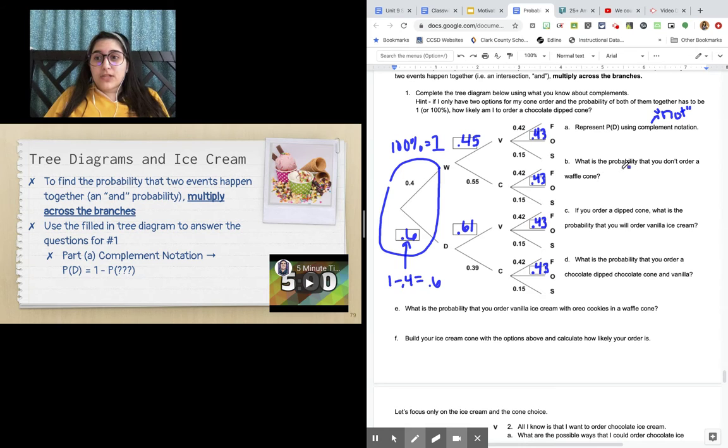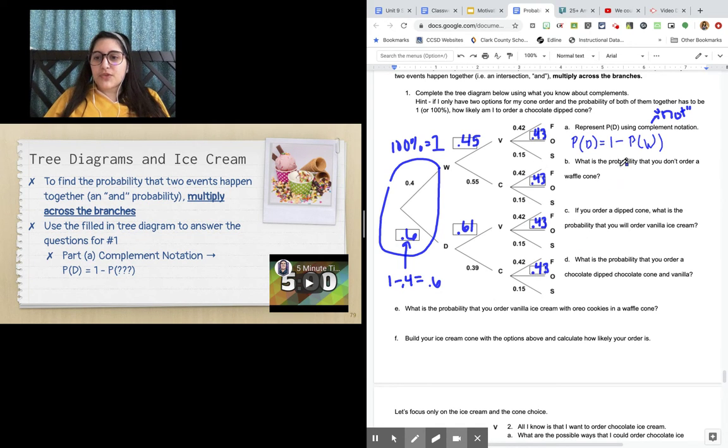So complement notation is always going to be the probability of something equal to 1 minus the probability of something else. And my only possibility here, the only other option in this tier, is W. So the probability of D is equal to 1 minus the probability of W, which is exactly what we did in the example to help you figure out what this probability was.